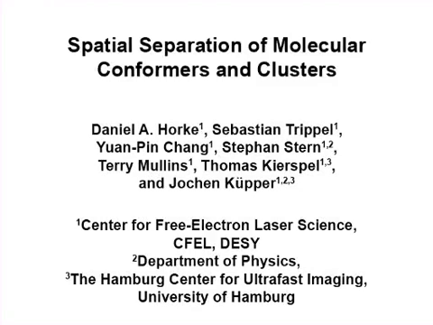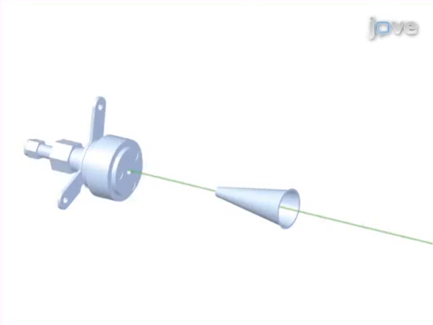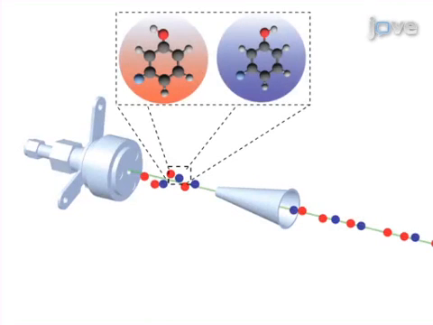The overall goal of the following experiment is to spatially separate different species, such as conformers, clusters, or quantum states, in the gas phase, facilitating further experiments on these samples. This is achieved by first producing a rotationally cold supersonic molecular beam containing the species of interest.